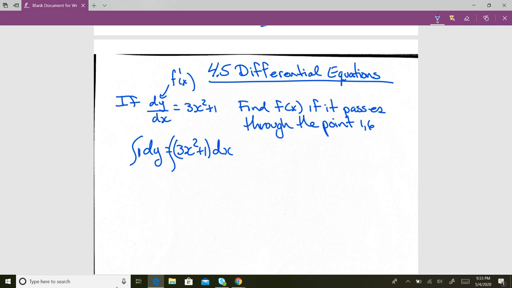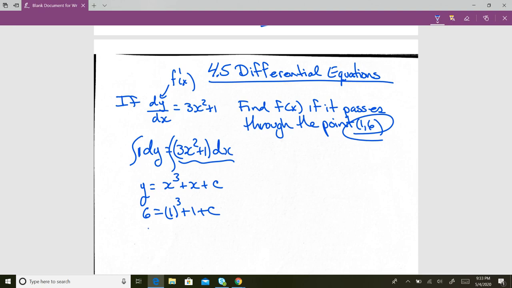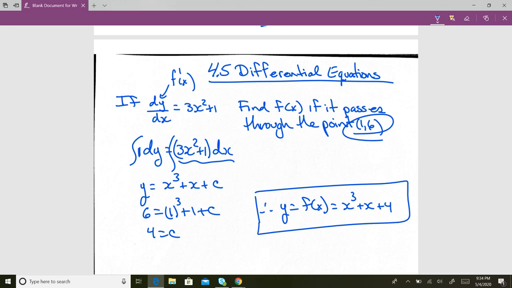The integral, remember this is like having a 1 there, the integral of 1 dy is just y, and the integral of this bit is just like everything else we've done. It's going to be 3x cubed over 3, so it's just going to be x cubed plus x, and then because it's an indefinite integral, we put plus c. Well, I know what my x and y's are. All right, so they're saying y is 6, x is 1. Well, that's just going to be 4 is equal to c. Therefore, y, which is f of x, is equal to x cubed plus x plus 4. And that is solving a differential equation.